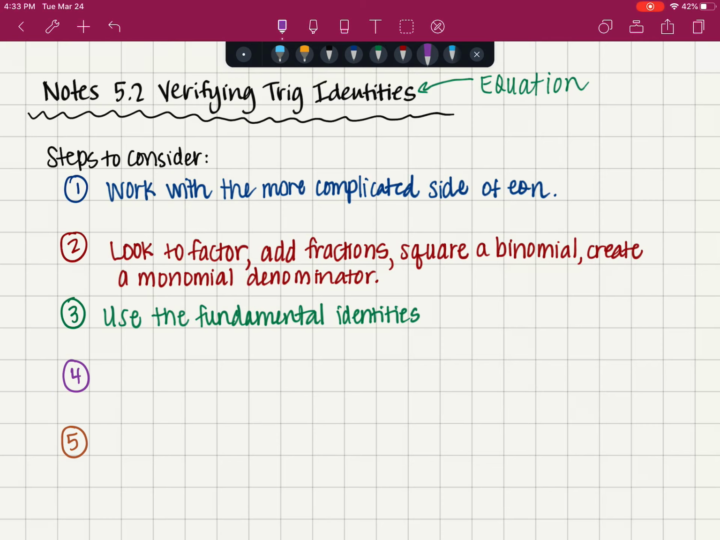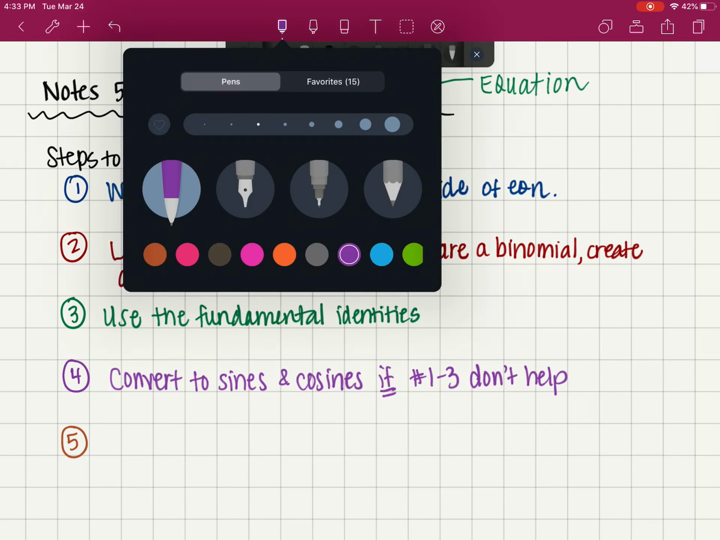And then, do you love the color coding here? And then we're going to convert to sines and cosines. Now, we don't always have to do this, and we don't always have to go with step 2, step 3, step 4 in order. Sometimes we just go to step 4. It's not always the most efficient way. So that's why I'm going to say convert to sines and cosines if numbers 1 through 3 don't help.